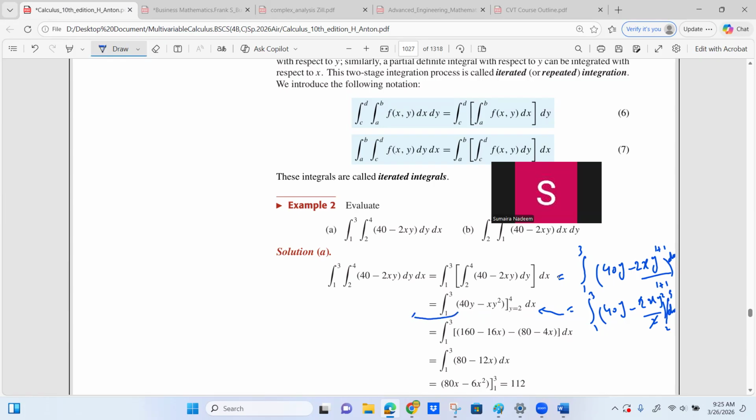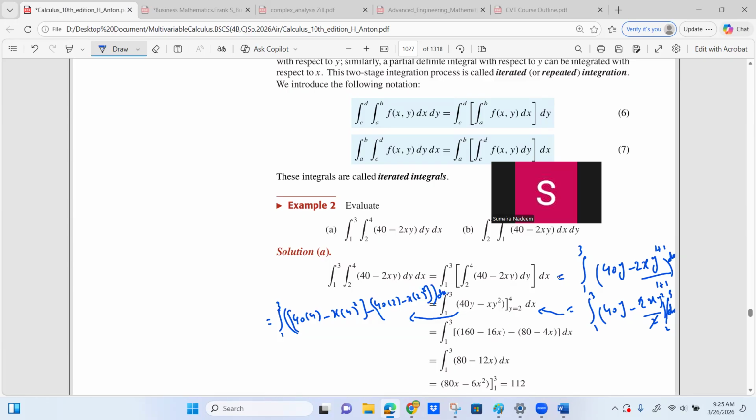Now I step here this way, 1, 2, 3. And now I apply the upper limit, 40 into 4 minus x into 4 square. This is the first limit. Minus, now the second lower limit is 2, so 40 into 2 minus x into 2 square. Okay, now I also apply this, and now there is the combined bracket into dx.